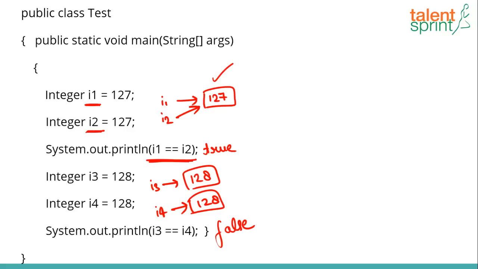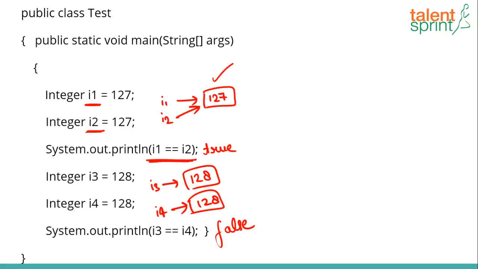So only till 127 the cache pool will have your value stored. Beyond that, the cache pool will not have your value stored. So every time you create any value beyond this, beyond 128, it will create a new object for you. And since a new object is created, that means your references are pointing to two different objects, which means double equals will give you false as output.